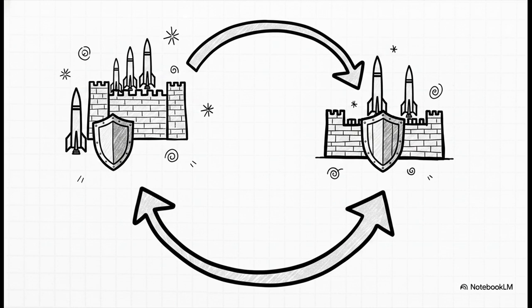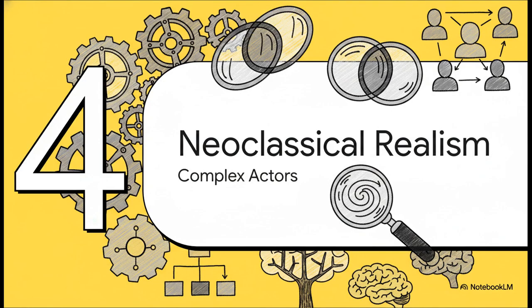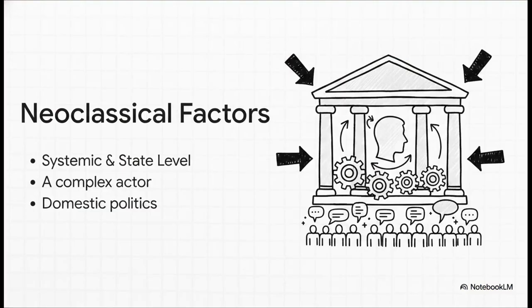All right, zooming in a bit again. Section 4, Neoclassical Realism and Complex Actors. Under Neoclassical Realism, the level of analysis actually merges the systemic structure with the state and individual levels. So the state is no longer just a simple rational black box. Instead, it's viewed as a complex actor. The theory argues that, yes, sure, systemic pressures definitely exist, but key internal factors, specifically leadership perceptions and domestic politics, come right back into play to shape how a state ultimately behaves. It's a bit of a hybrid, really.